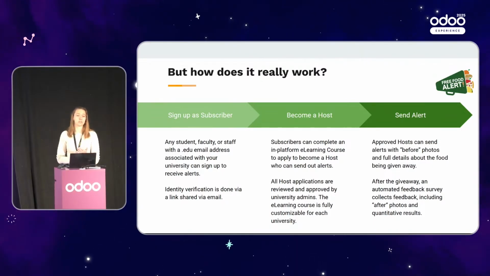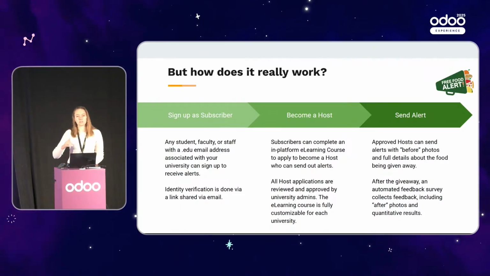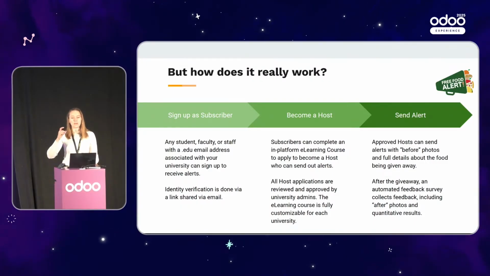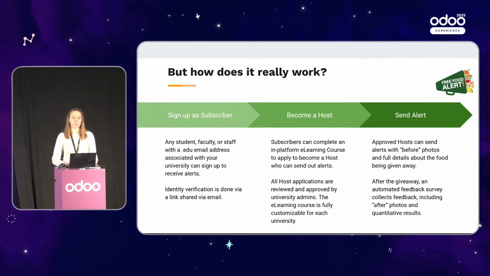Now the university administrators are going to be internal back-end users of Odoo, and they're going to be able to copy the default course and then customize it for their students, faculty, and staff. Once somebody has finished the e-learning course and has completed the quiz successfully, then each one of those applications to become a host needs to be reviewed and approved by a university administrator. So each university has really fine control over who can actually send out alerts for their particular system and what kind of food safety guidelines and rules they want to put in place.